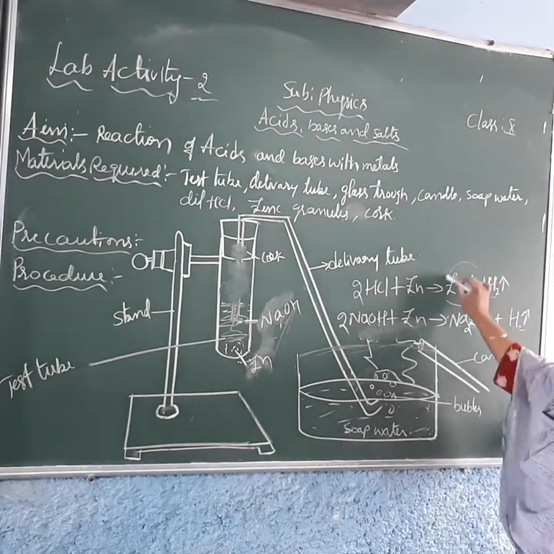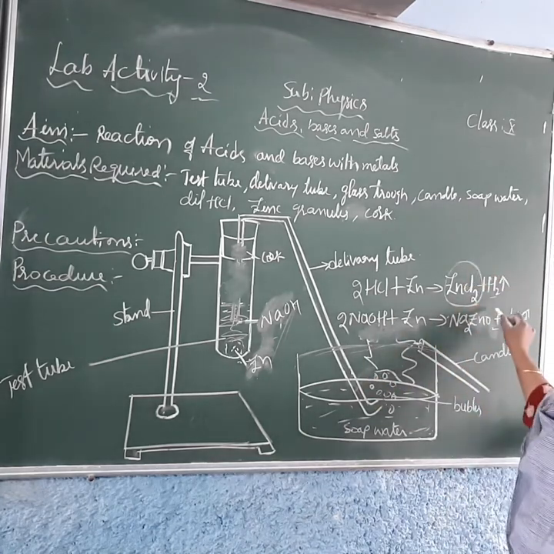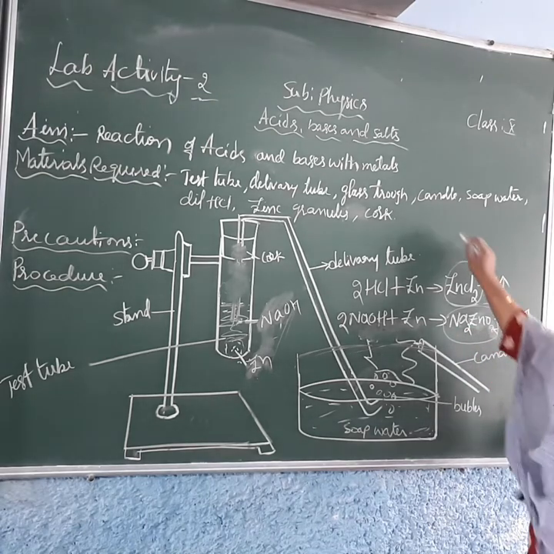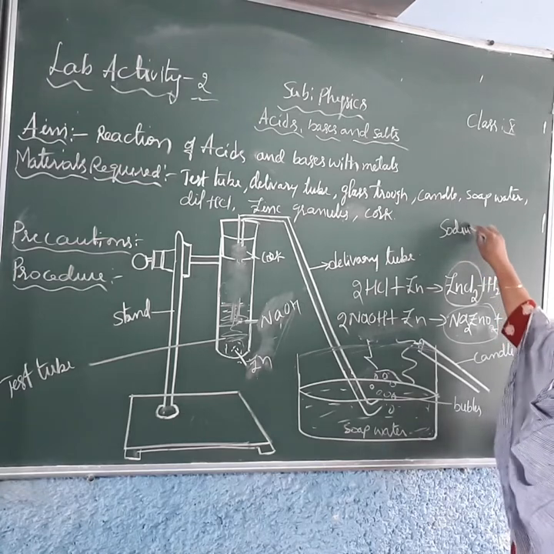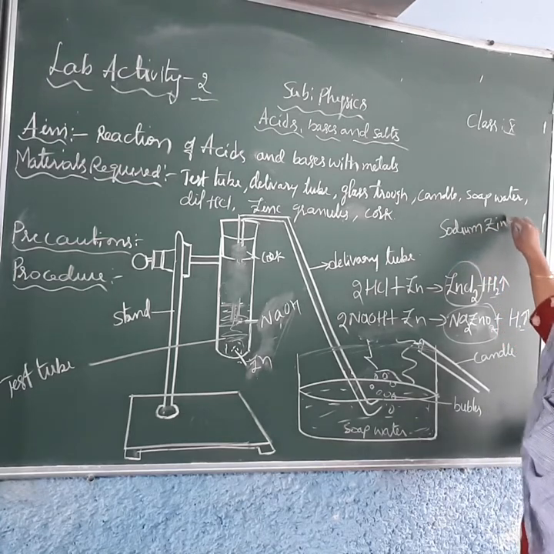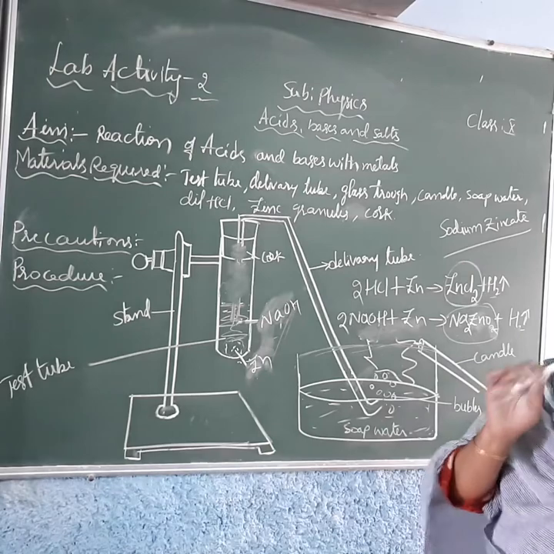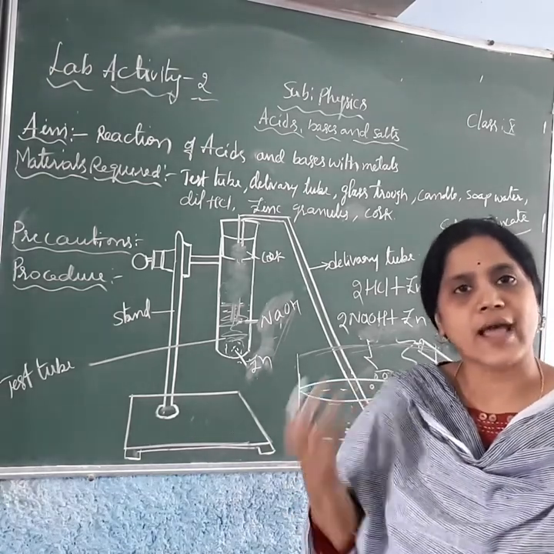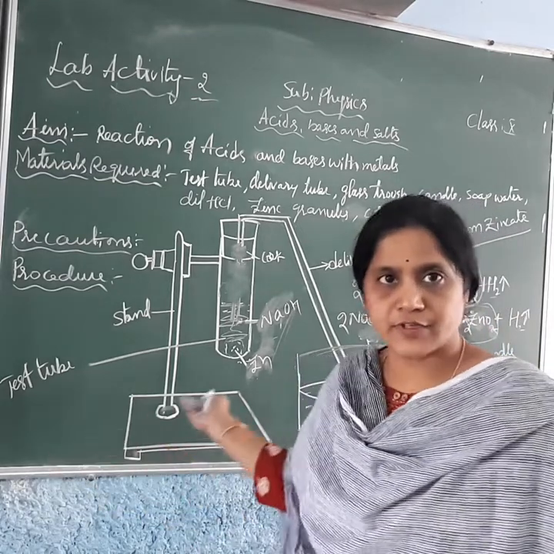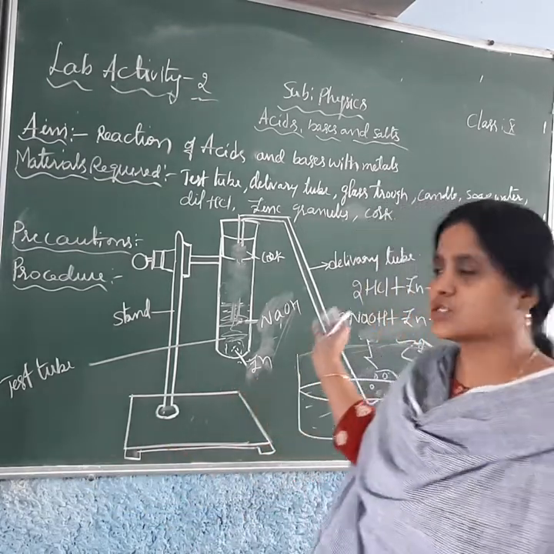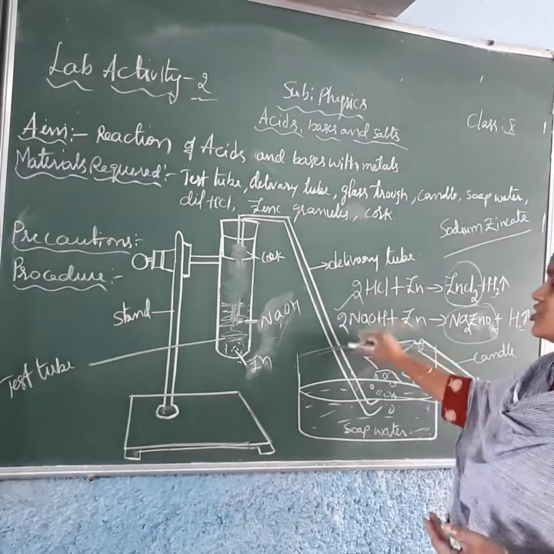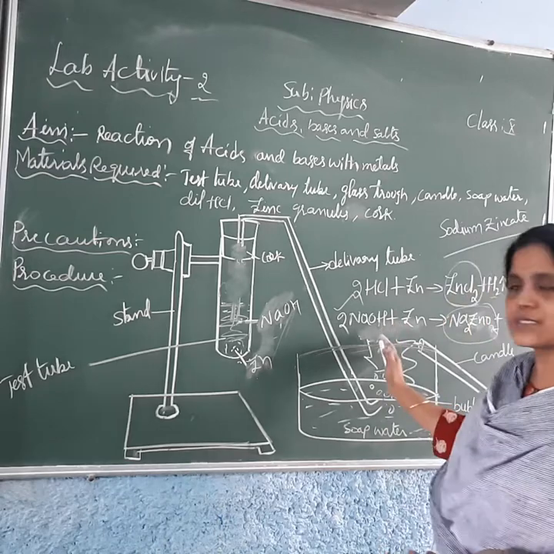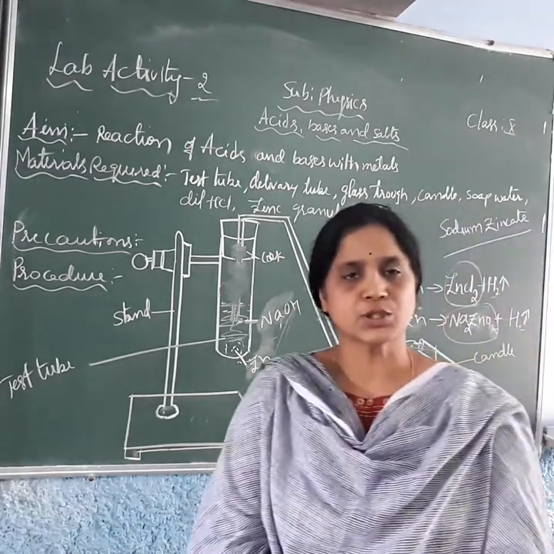Here, the earlier product is known as zinc chloride, and when bases react with metals, this product is known as sodium zincate. One time they asked what reactions take place when bases react with metals, for 1 mark or 2 marks. So write this equation and write that they liberate hydrogen gas. So this is about our lab activity 2 in acids and bases.